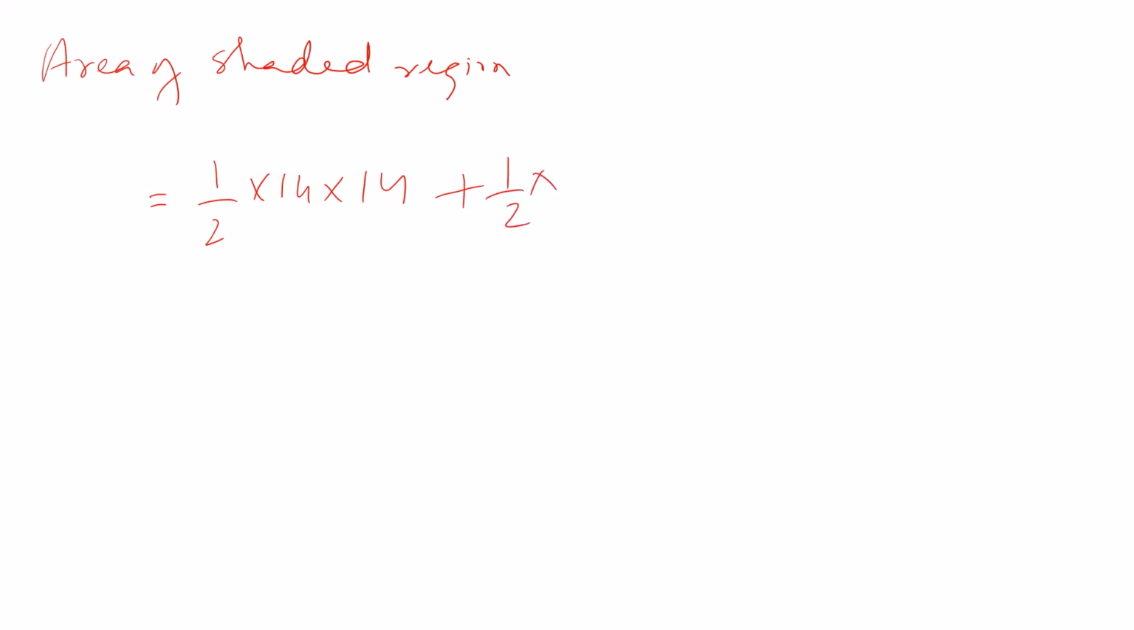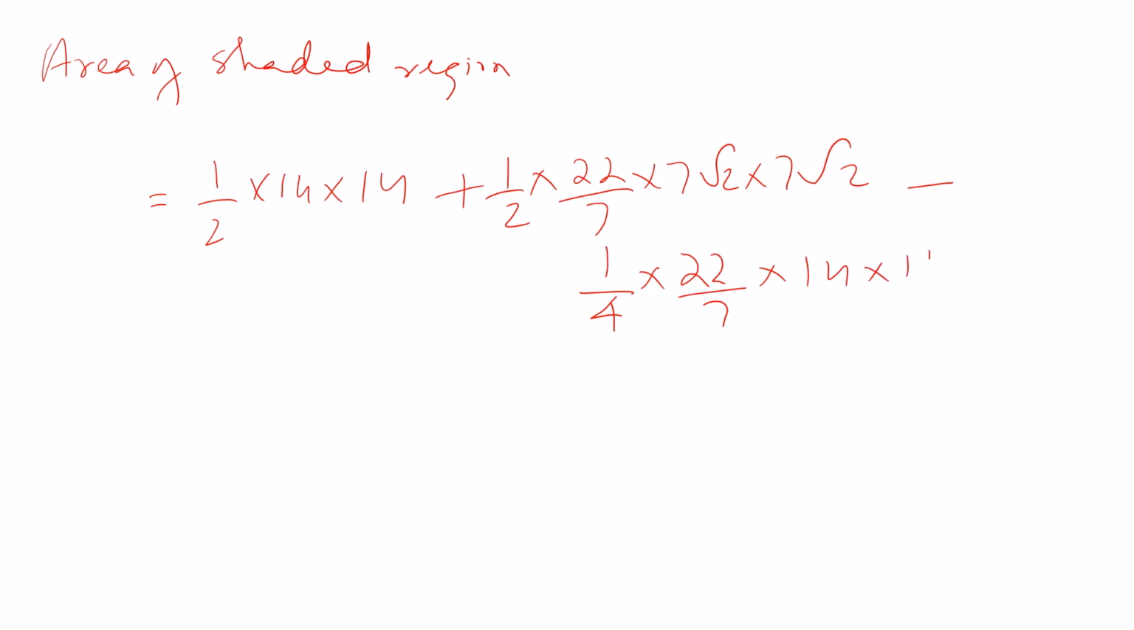So area of shaded region is equal to half into 14 into 14 plus half into pi into r square, that is 22 by 7 into r square, 7 root 2 into 7 root 2, minus area of the quadrant, 1 by 4 into 22 by 7 into 14 into 14.